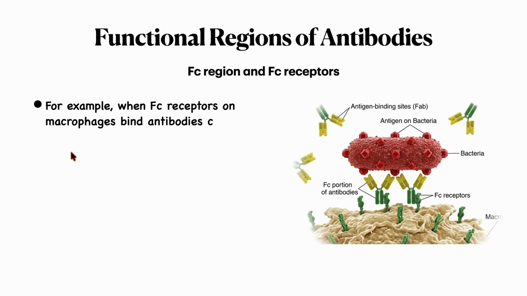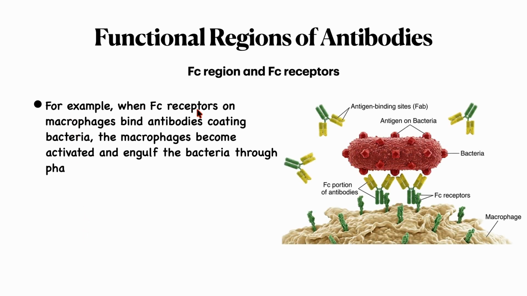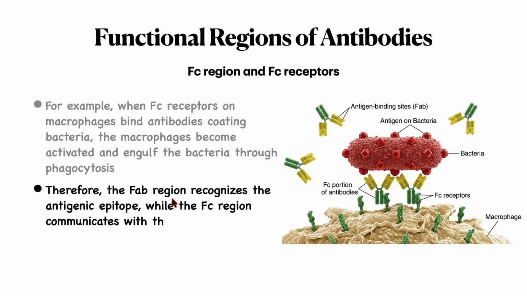For example, when Fc receptors on macrophages bind antibodies coating bacteria, the macrophages become activated and engulf the bacteria through phagocytosis. Therefore, the FAB region recognizes the antigenic epitope, while the Fc region communicates with the immune system to eliminate the pathogen.